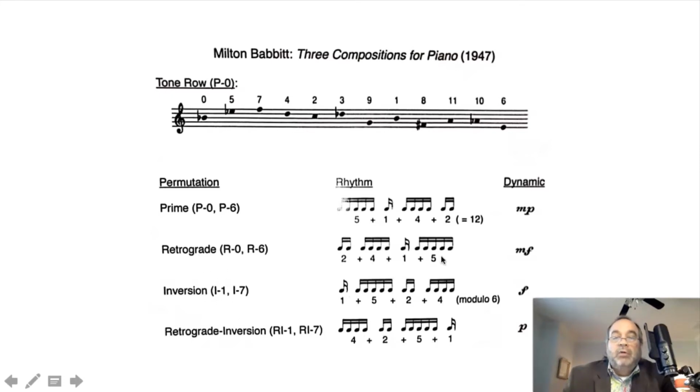Also notice that Babbitt has serialized not only the rhythm, but also the dynamics. So all the prime forms of the pitch row will be accompanied by the prime form of the rhythmic row, along with a mezzo piano dynamic. And the same is true of the retrograde rows: they will be mezzo forte, the inversion rows will be forte, and the RI rows will be piano.